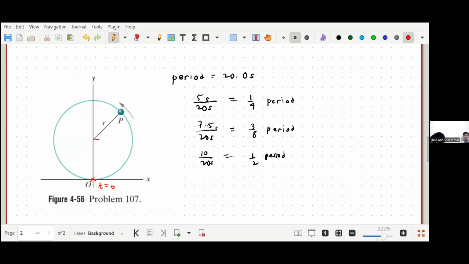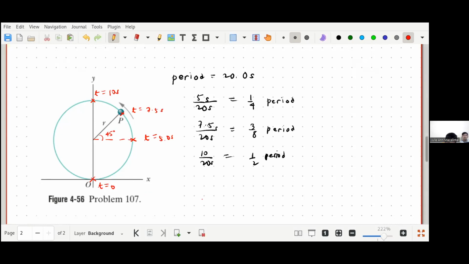So, automatic na, dito dapat yan at t equals 5.0 seconds. And then at t equals 10, 1/2 of a period, so kalahati ng circle na yung naikot, t equals 10. Tapos yung 45 degrees, that's going to be 3/8 of a period. So yung mark na nandito, that's going to be at t equals 7.5 seconds.